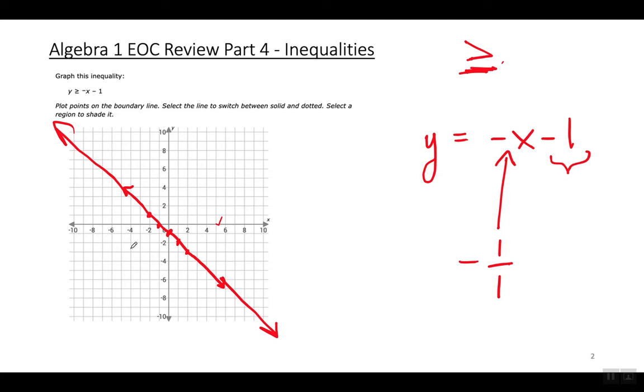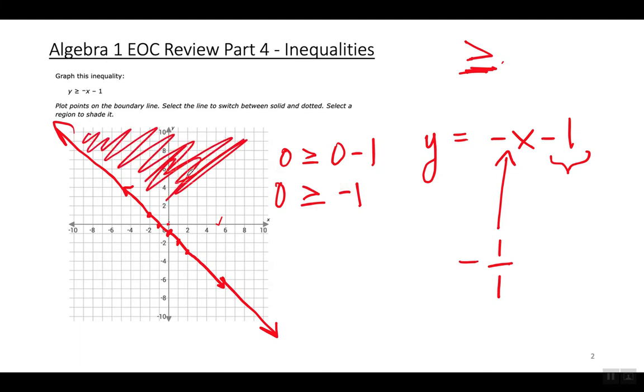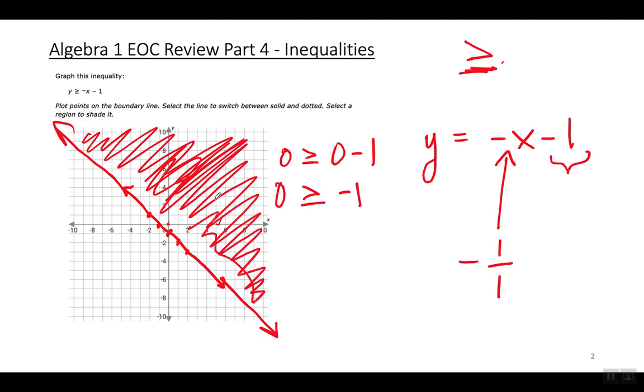Now, the point you should always pick is the point that's easiest to use, which is 0, 0. I'm going to use 0, 0 in every example. So if I take 0, 0 and substitute it into this inequality for x and y, I'll have 0 greater than or equal to 0 minus 1, which means 0 greater than or equal to negative 1. Is that true or false? 0 is greater than negative 1. That's true. So that means I have to shade this entire side, to the right of the line.